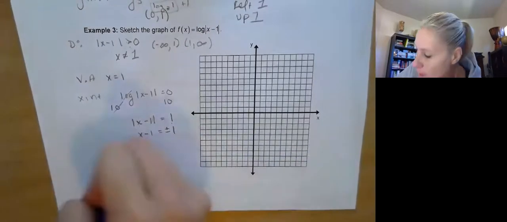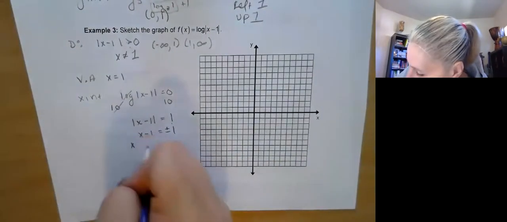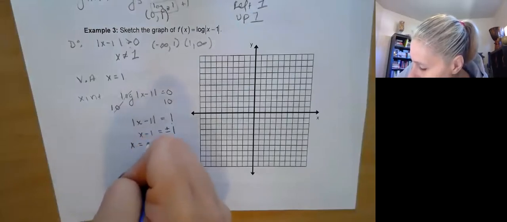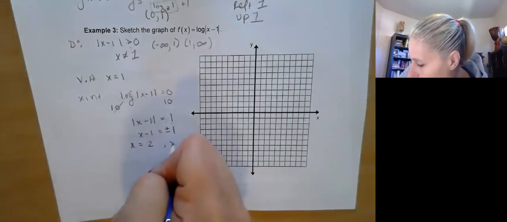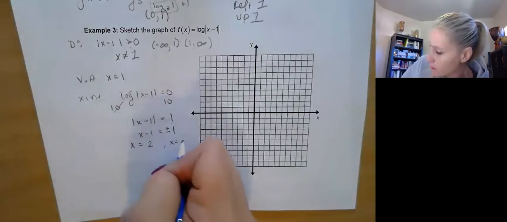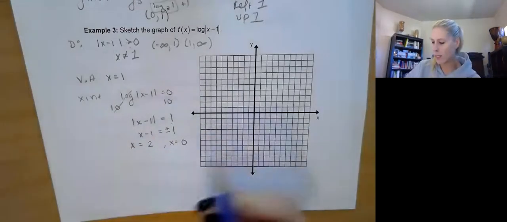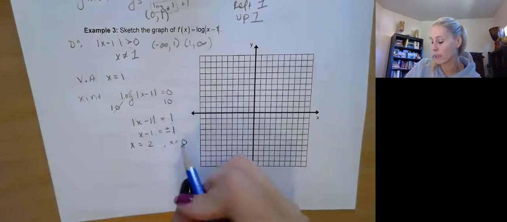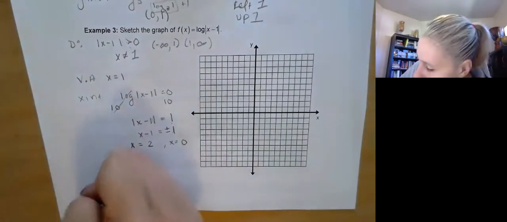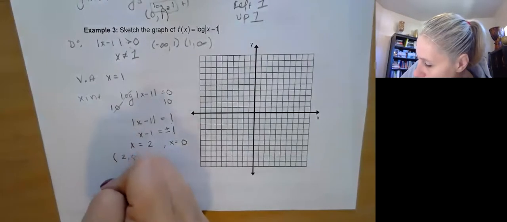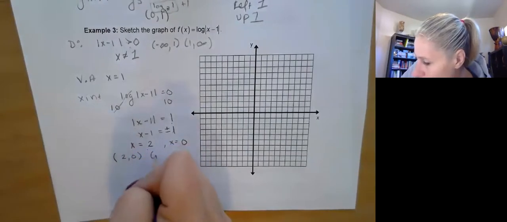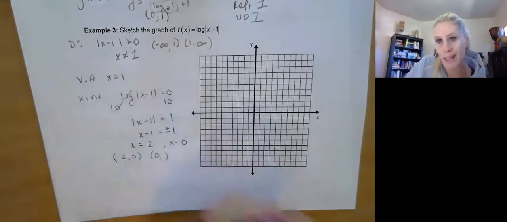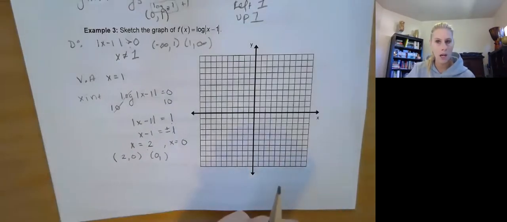Now we solve. If I add 1 to the +1, I get 2, and I get x equals 2. If I add 1 to the -1, I get 0, and x equals 0. So let's remember our coordinate pairs. That's 2, 0, and 0, 0. Ooh, there are 2 x-intercepts. What's going on here?